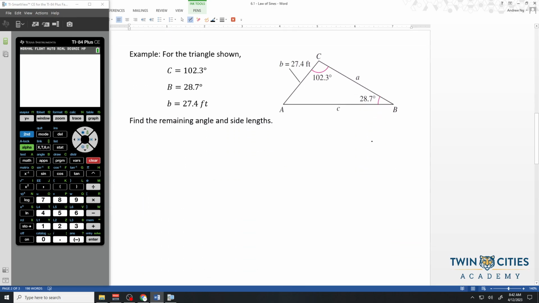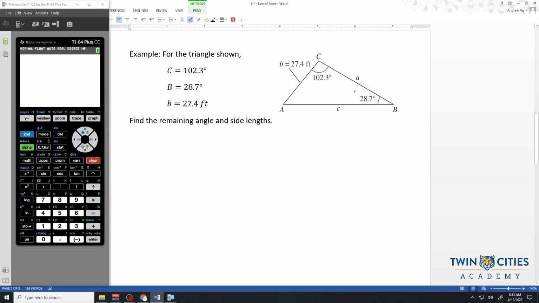Let's take a look at this triangle. We've got triangle ABC, and I'm given the following information. Angle C is 102.3 degrees, so I've marked it there as such. Angle B is 28.7 degrees, right there. And side length B is 27.4 feet. So the first thing I do, if it's not given to me, is make a triangle and fill in the information that is given. So I've marked angle B here, 28.7 degrees, side length B across from it, 27.4, and then this angle measure for C, 102.3.